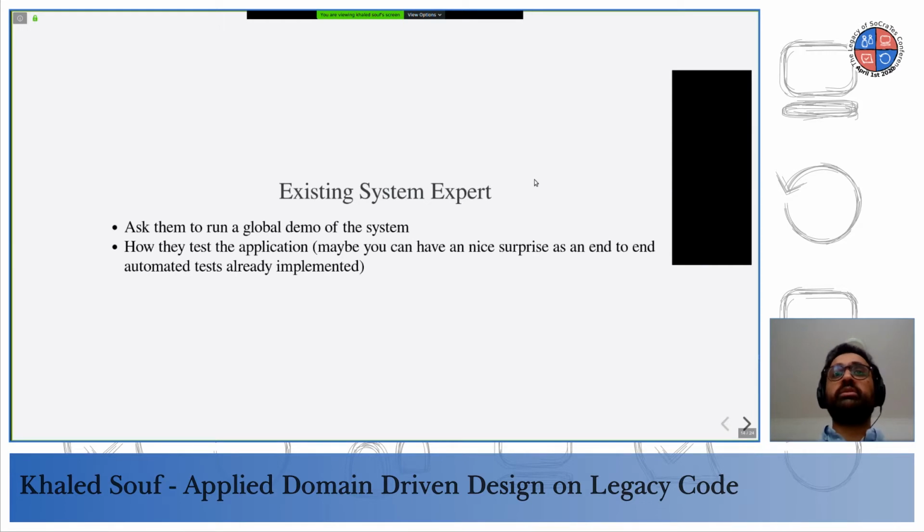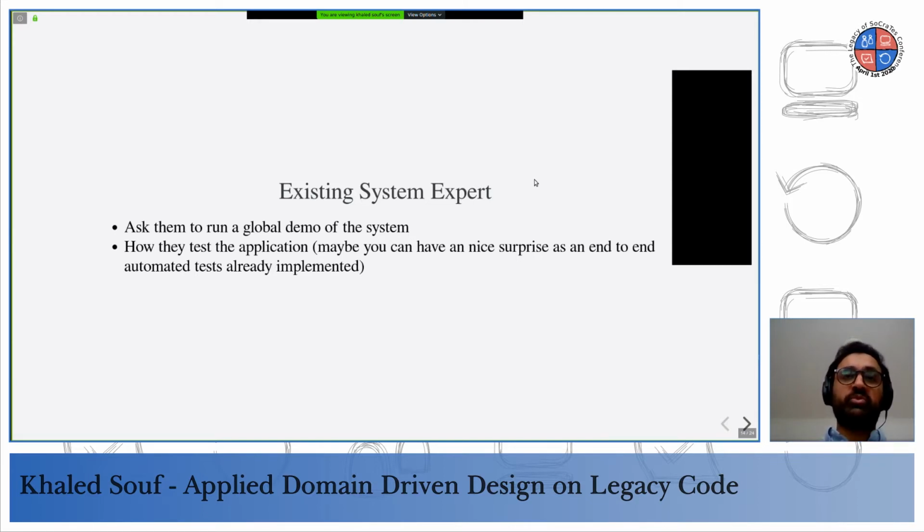Ask them to run a global demonstration of the system, so you can get the whole big picture of how the system works. And then, in every detail, try to get some details about how the data is structured, how the process is working, and other stuff. And if he's a QA, try to ask them how they test the application if somebody does a bug fix or implements a feature.